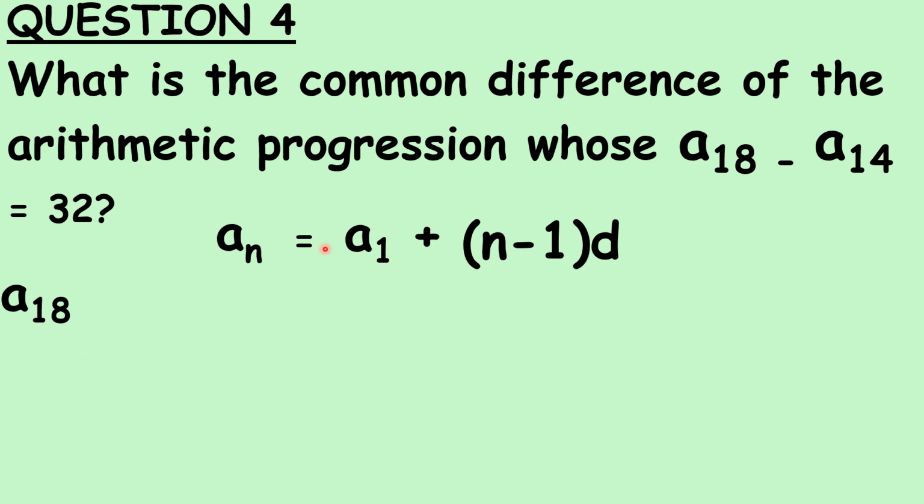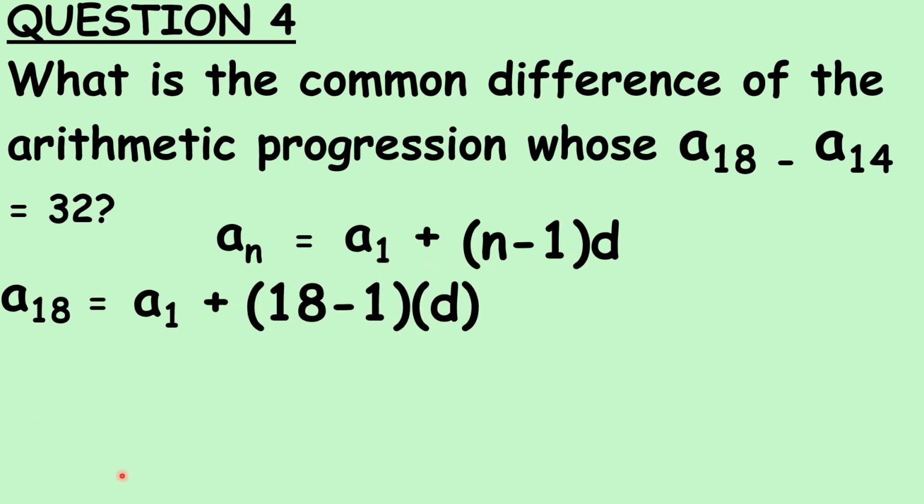So now A18, let's express this in this form. A18 will be A1. What is A1? We don't know what it is, so we simply write A1 plus, what is our n? Our n is 18. So 18 minus 1 times the difference. 18 minus 1 is 17. So we expect to get plus 17d. If we simplify that, we have A subscript 18, that is the 18th term, is A1 plus 17d.